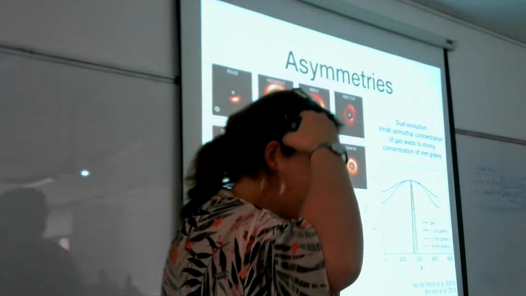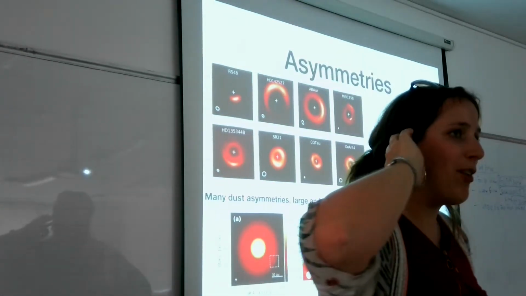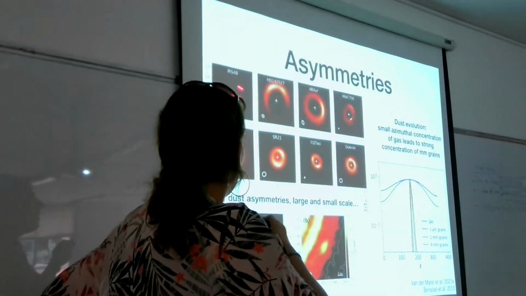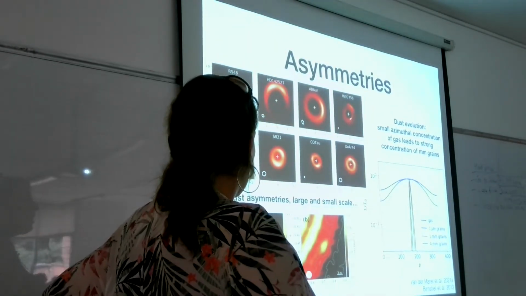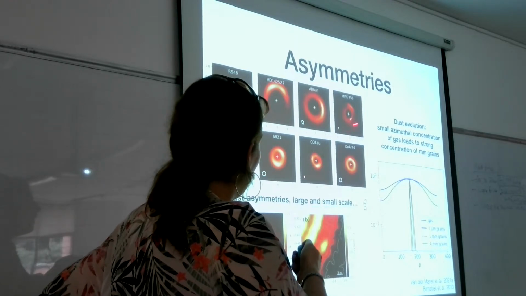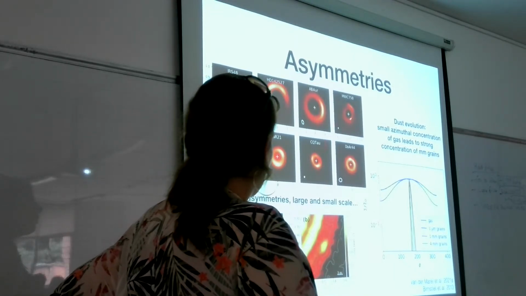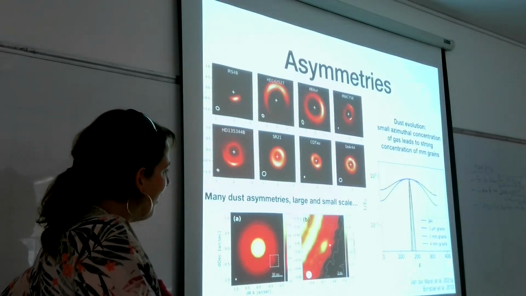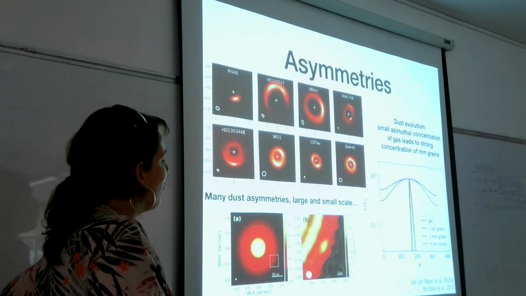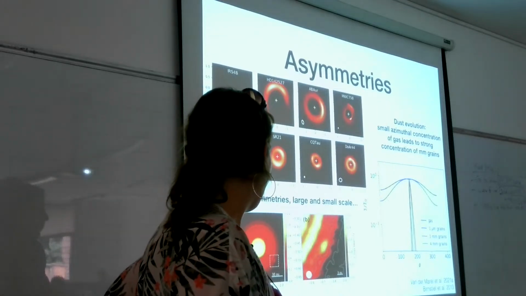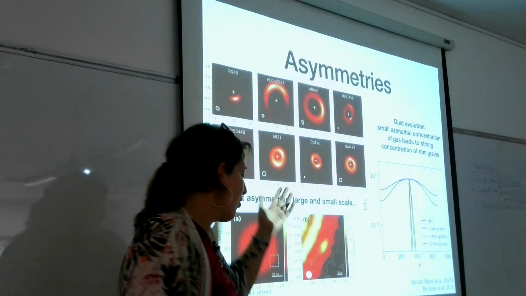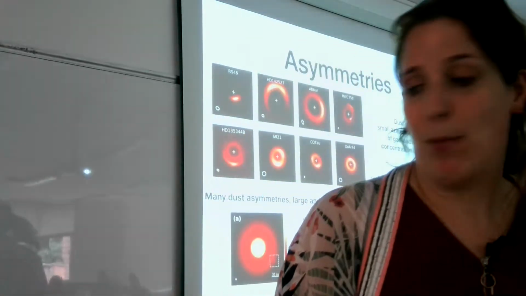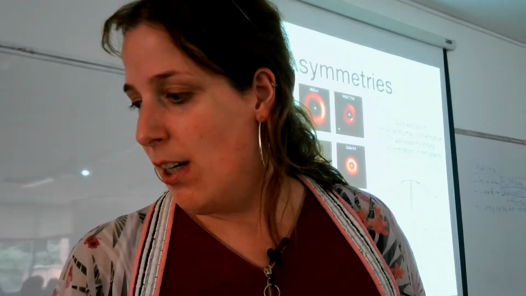It's still not very clear why we see an asymmetry in some disks and not in others. Some are really large scale and high contrast. Others are relatively small scale. It's just like a little blob as part of a ring. There's even HD 34282, a tiny, tiny asymmetry, which you only really see if you zoom in onto the image. It's still kind of an open question why we see asymmetries only in some of the disks.